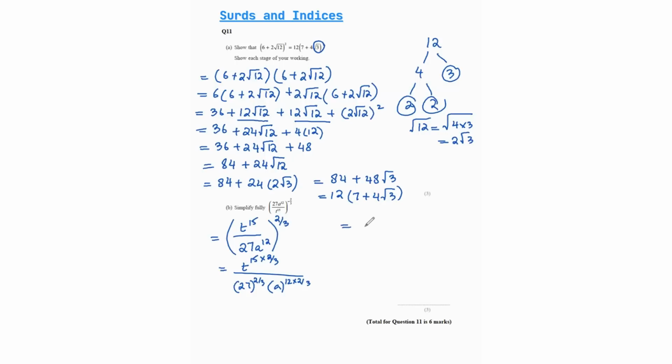So that's going to be t to the power of 5 times 2, which is 10. 27 is basically 3 cubed. So 3 cubed to the power of 2 over 3. And a becomes 12 divided by 3 is 4, 4 times 2 is 8. So that's t to the power of 10 over 9a to the power of 8, because the 3 gets cancelled out and 3 squared is 9.